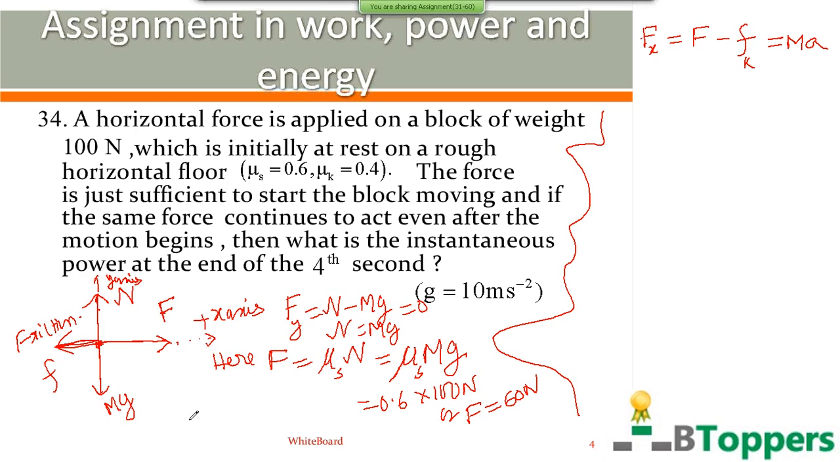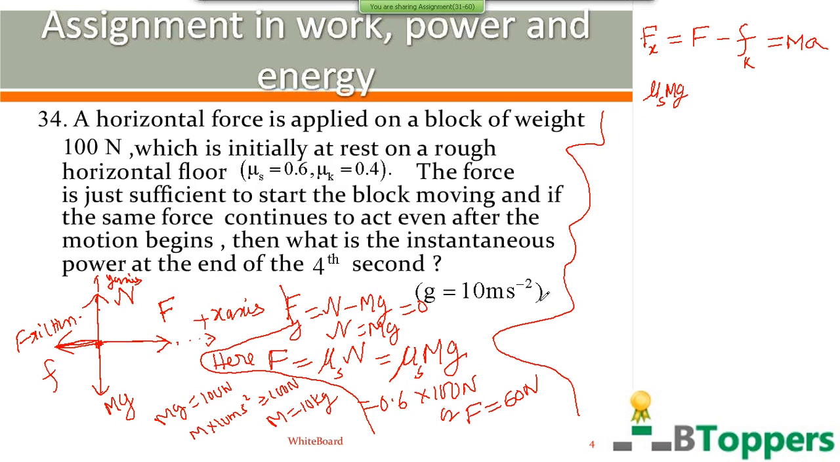The weight mg of the block is given as 100 newtons, and g is equal to 10 meter per second square. So you get the mass of the block as 10 kg. You can substitute here F equal to μs into mg. If Fk is the kinetic friction, the magnitude of kinetic friction is equal to μk into the normal reaction. The magnitude of the normal reaction is equal to mg here.